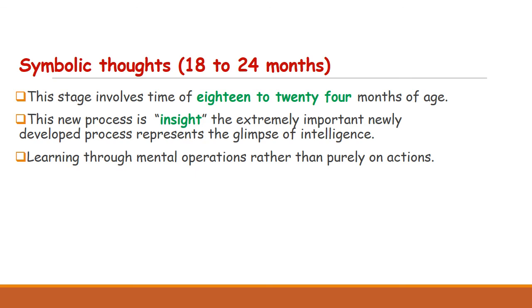The last stage of the sensory motor stage, the sixth stage, is the symbolic thought stage, which comprises almost 18 to 24 months, and this is the period where the sensory motor stage ends and the child has developed important cognitive concepts throughout the year. For example, in this last stage, which again comprises 6 months, the newly developed process represents the glimpse of intelligence. So now the child has developed insight about different objects.